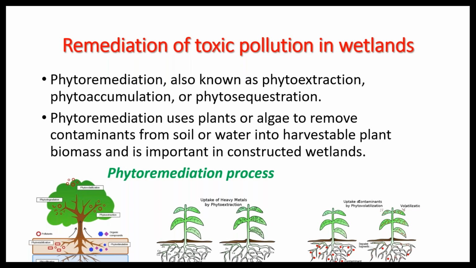About the remediation of this toxic pollution situation in wetlands, the best way that is tried in soils and water and everywhere is really phytoremediation in constructed wetlands, as phytoextraction, phytoaccumulation, and phytosequestration. Usually in phytoremediation, we use plants or algae to remove contaminants from soil or water. And the process is mentioned here that you can see. And next slide, please.